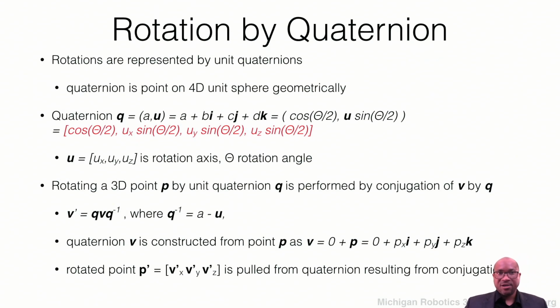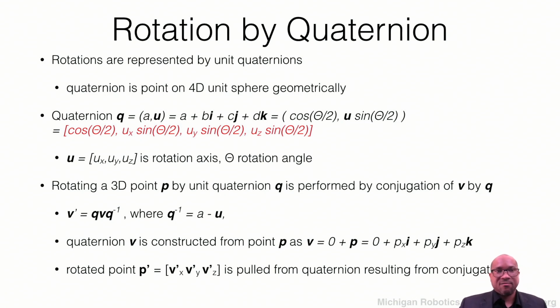When we want to perform a rotation by a quaternion, we should note that a quaternion is a point on the 4D unit sphere. So when we want to encode a rotation as a quaternion, we take our unit vector, our rotational axis, which is going to be u, and break it into its components ux, uy, and uz. Then we put those components into the vector up there, where we use half of the angle that we want to rotate by.